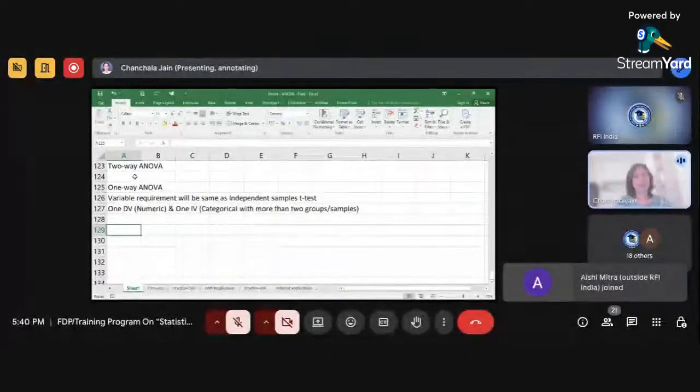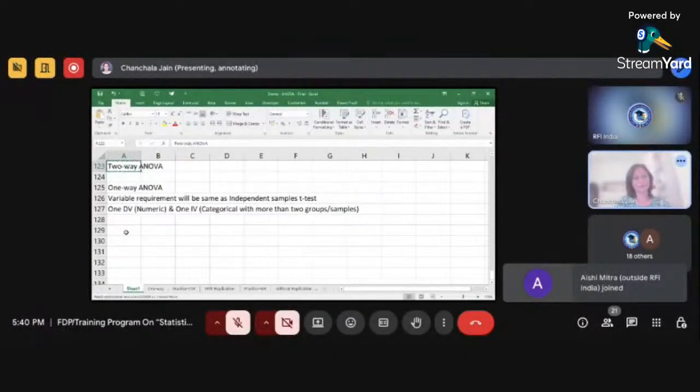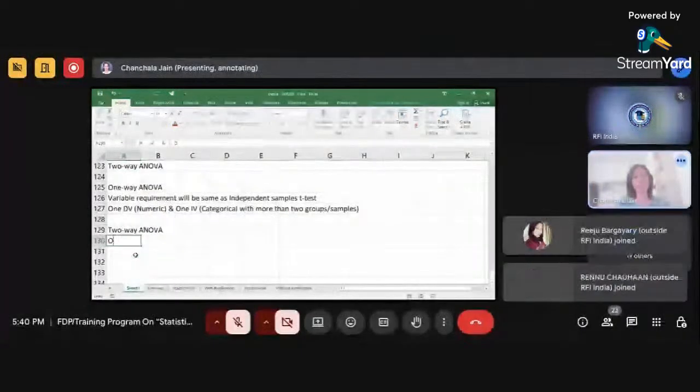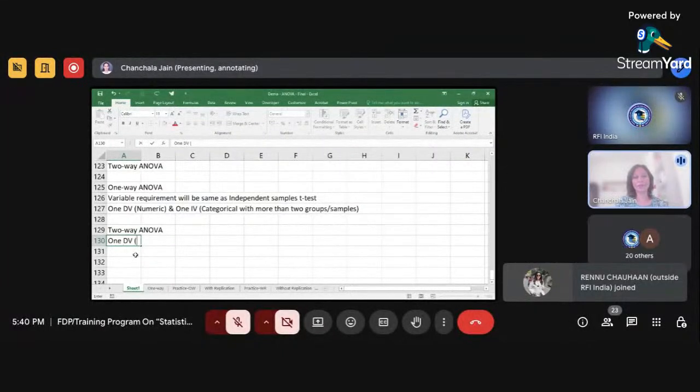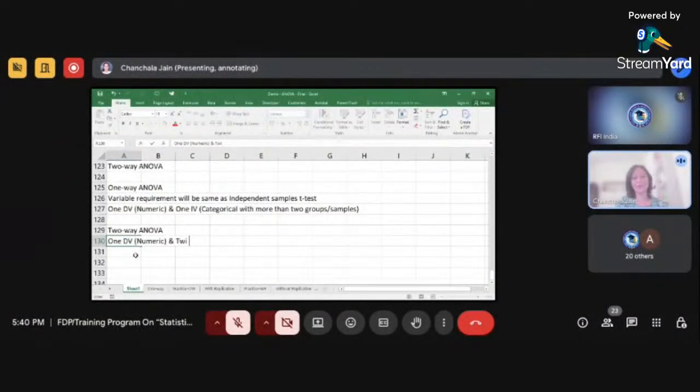Second is the two-way ANOVA. Two-way ANOVA variable requirement will be, you need to have one DV, which will be numeric, and you need to have two IVs, which will be categorical.